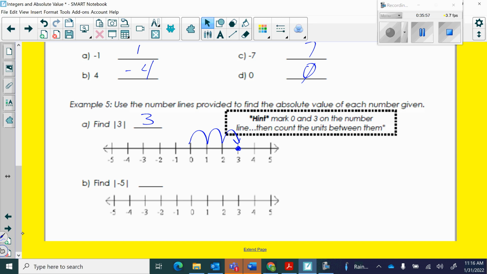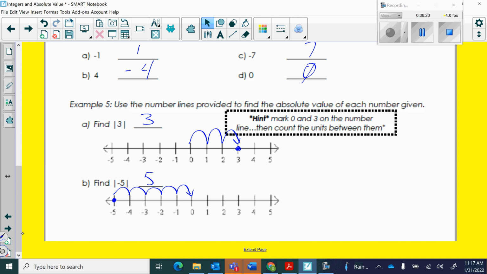What is the absolute value of -5? 5. So same deal. If I start at -5 and I plot my point, I can just count, and I would count 1, 2, 3, 4, 5. Takes 5 spaces to get to 0. Guys, that's literally all absolute value is.